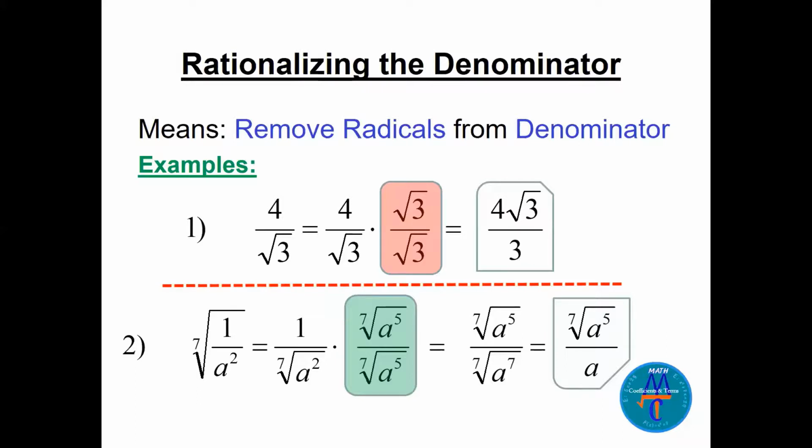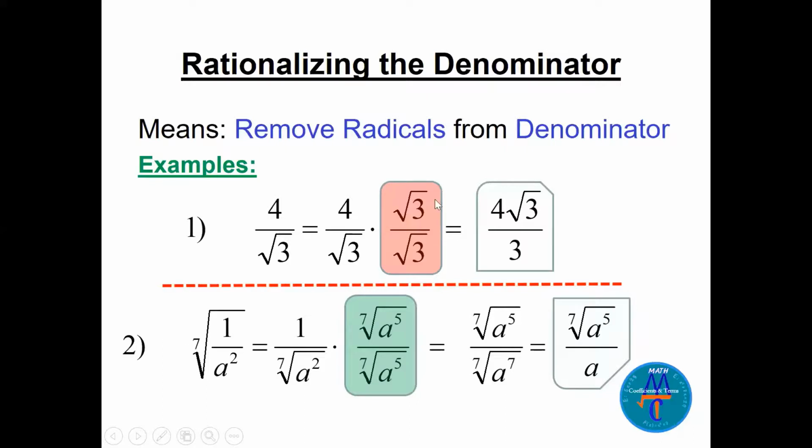Okay, now let's look here. 4 over square root of 3. How can we remove the square root of 3? I can multiply up and down by the same value. You see, that's a little tricky. You just need to think. Because in number 2 here, we have a more difficult example. Let's go back to 1.